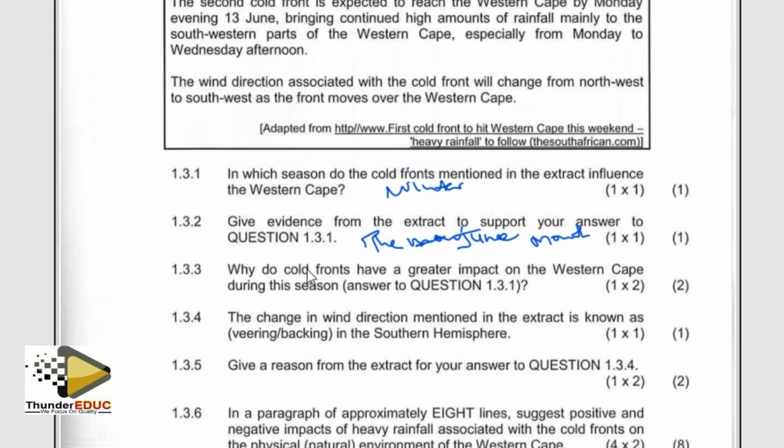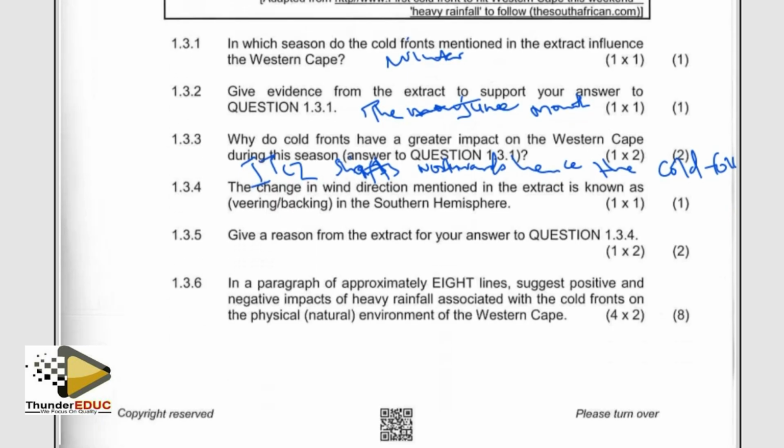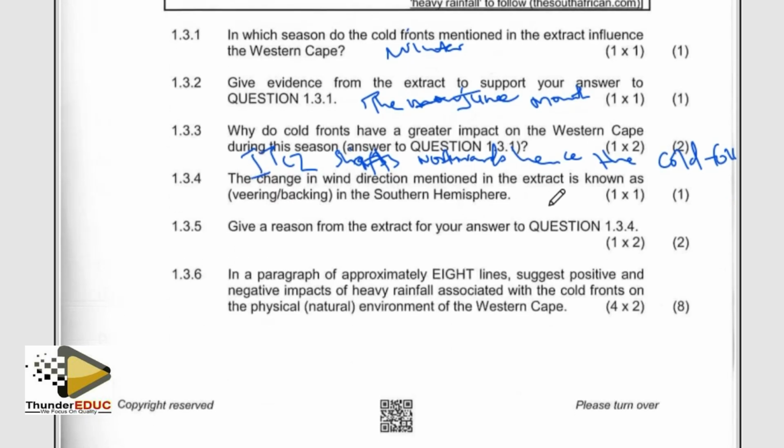So here we are going to say that because the ITCZ shifts northwards, hence the system, hence the cold front as well, follows. So when the system moves northwards, the cold front also moves northwards, reaching the Western Cape, which is in the southern hemisphere.